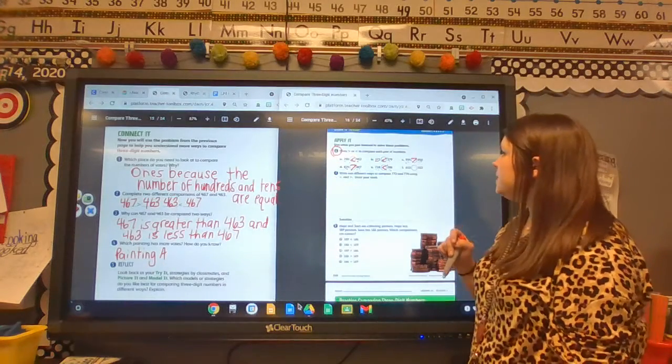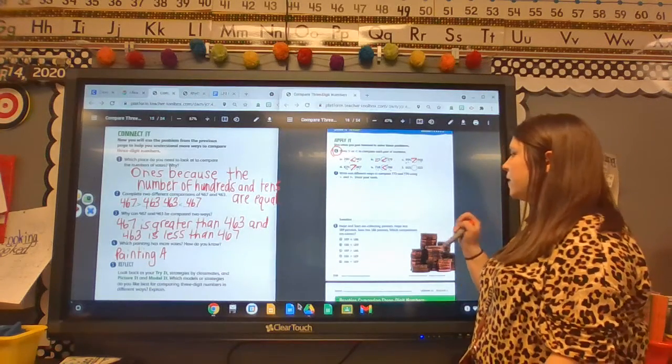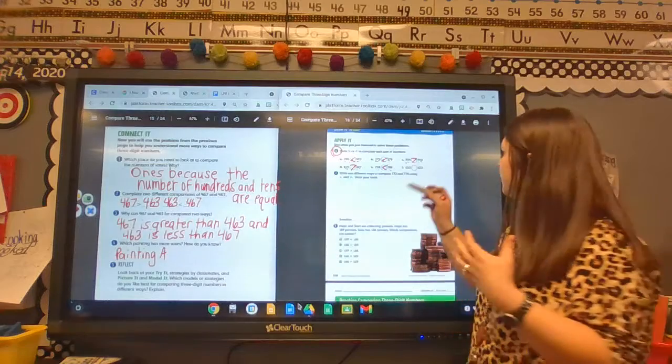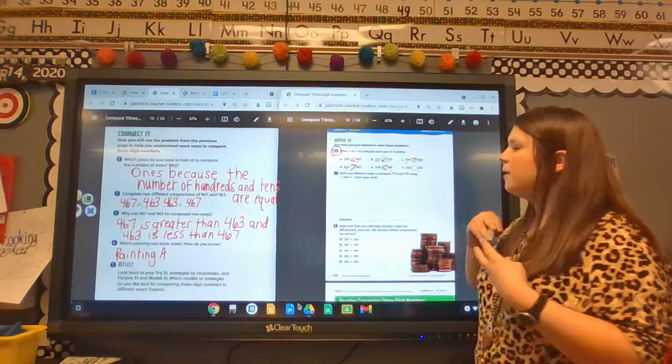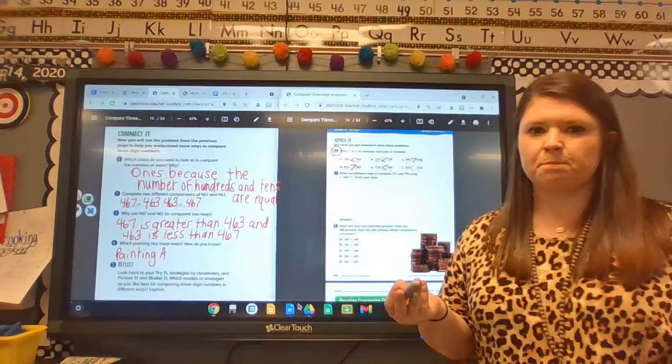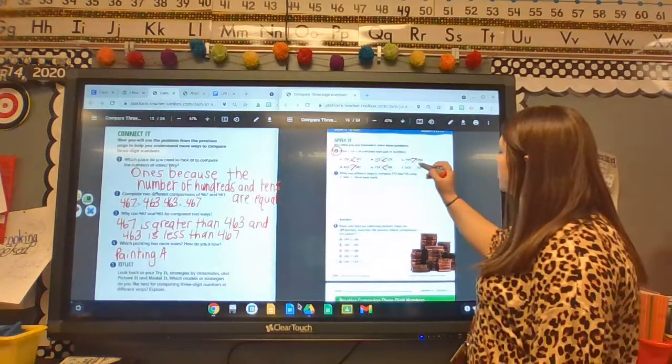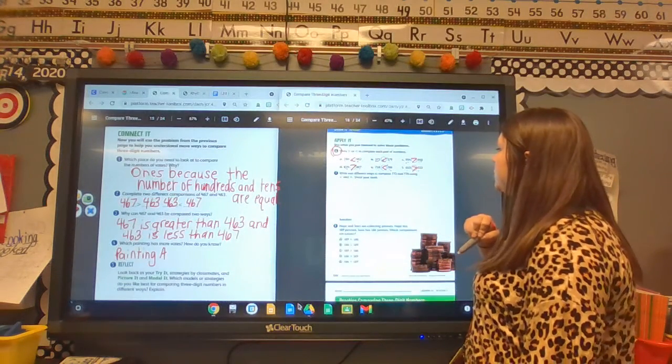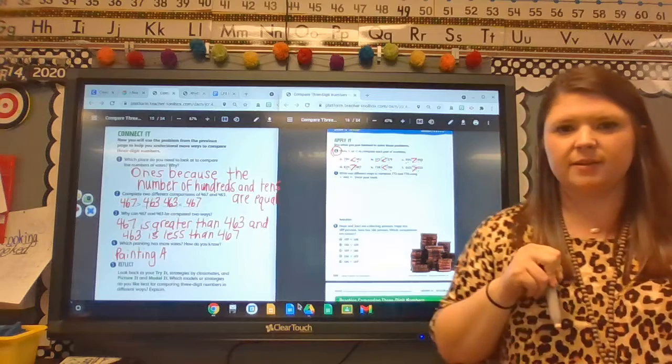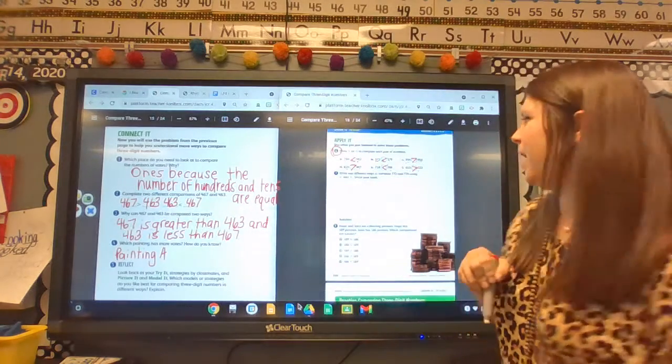Now let's go to F. 653 compared to 553. Let's start with our hundreds place. 600, 500. Which one's larger? 600 is larger. So we would say 653 is greater than 553. Great job, guys. Kiss your brains.